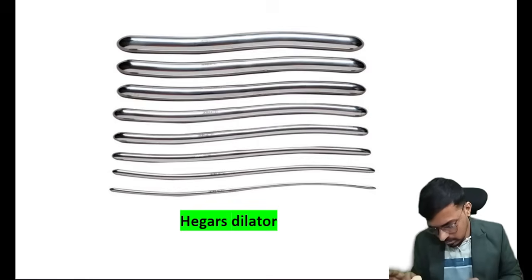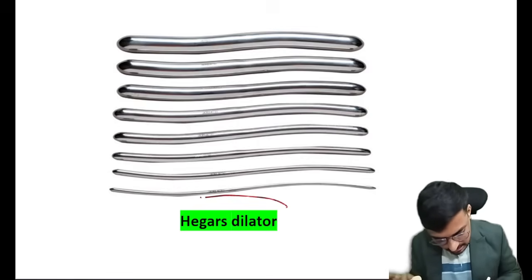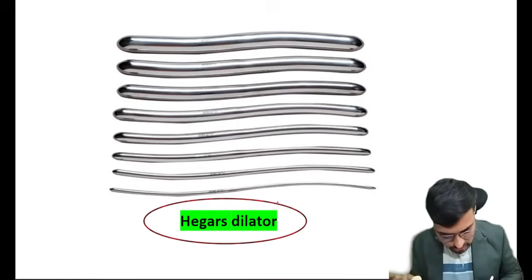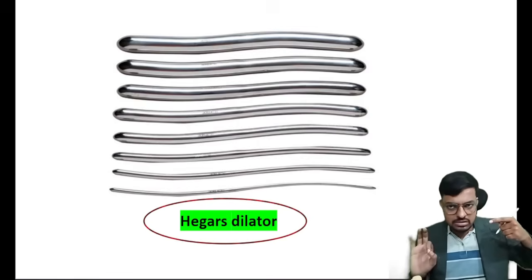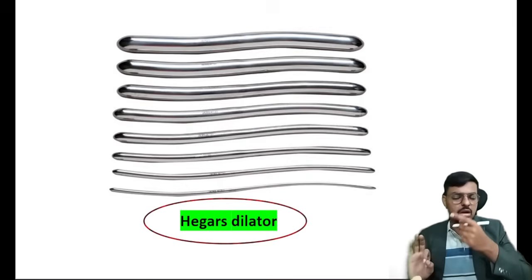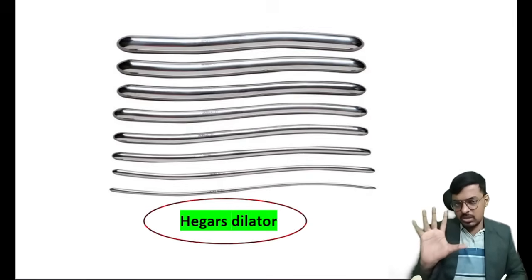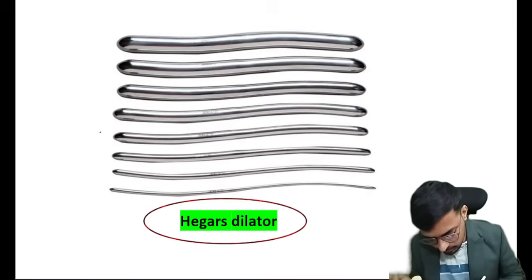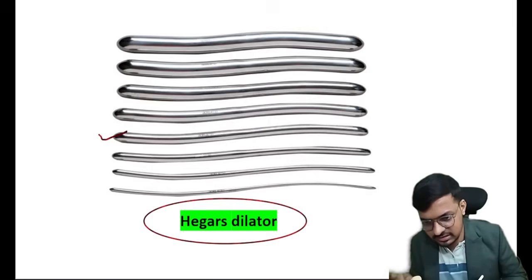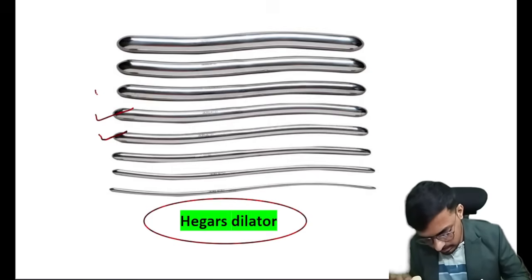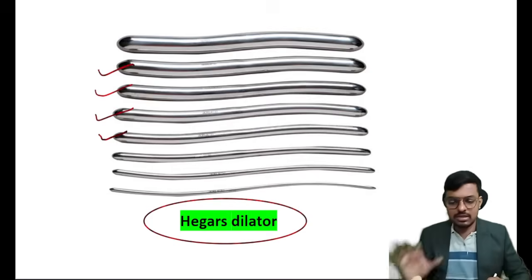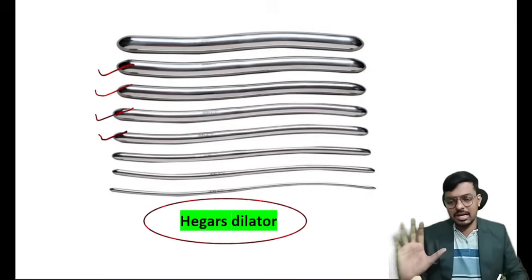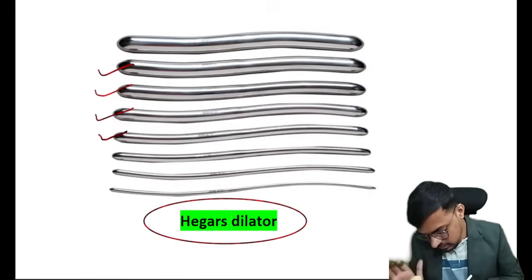The next image I am showing here is the Hegar's dilator. Before insertion of the Karman cannula through the cervix and before reaching the uterus, we have to dilate the cervix completely. How do we dilate the cervix, sir? First we use this size Hegar dilator and insert it inside the cervix. Then we use this one, then this one. When the cervix is sufficiently dilated, just after that we insert the Karman cannula.